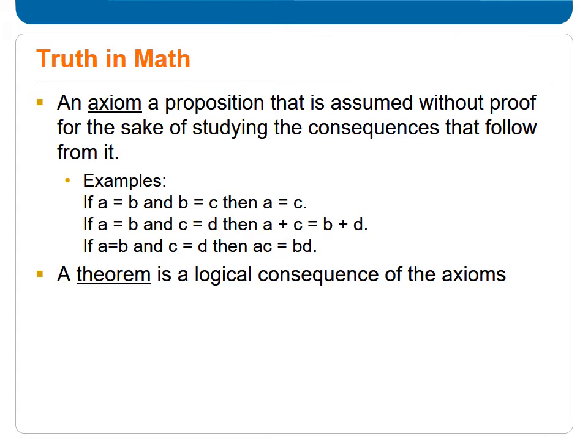Science uses math. Science uses a whole lot of math. Formulas are derived from other formulas. Math is founded on axioms. An axiom is a proposition that is assumed to be true without proof for the sake of studying the consequences that follow from it. A mathematical theorem is a logical consequence of axioms.